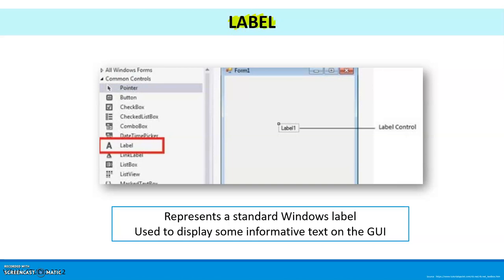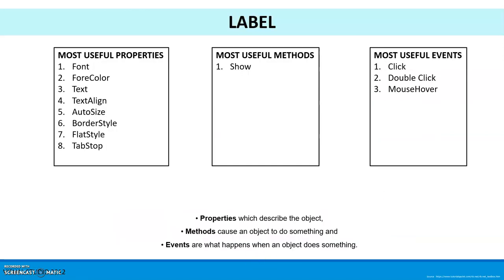A label is basically a component or an object through which we can display a message on our GUI. In the toolbox list, you can find the label, and you can simply drag and drop it on the form. It represents a standard window label used to display some informative text on the GUI. It's very simple. Now let's discuss some of the most useful properties, methods and events.